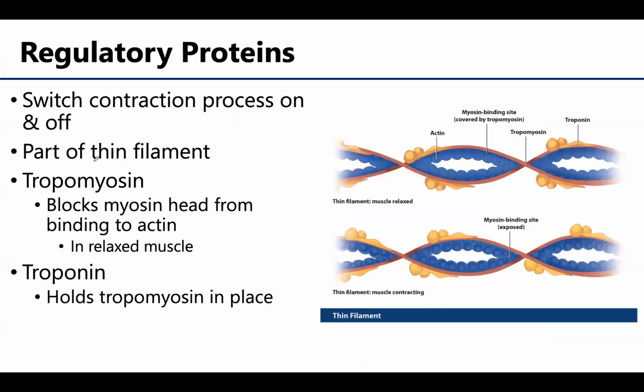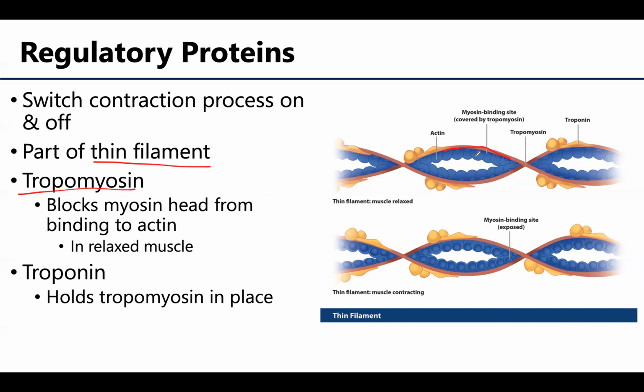Another component of the thin filament: obviously actin is going to be the major component, but you're also going to have regulatory proteins that are playing a role as well. So in a relaxed muscle, or a muscle that's not contracting, myosin is blocked from the myosin binding sites on actin, as you can see here, by tropomyosin. Tropomyosin is a fairly large protein. You can see it sitting right here and blocking the myosin from being able to bind to the actin.